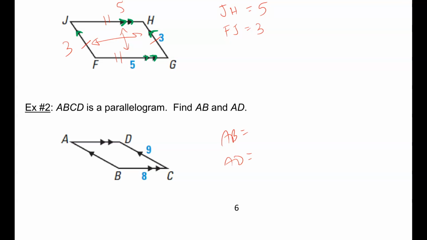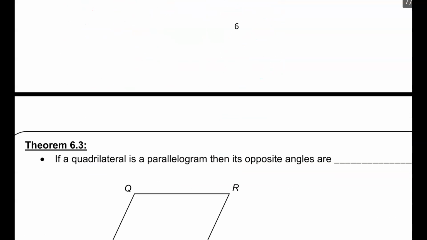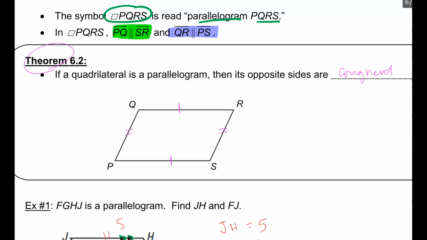So AB. All right, notice we got these parallel symbols already on our parallelogram. Okay, so parallel symbols don't mean anything unless we got those congruent symbols as well. So 8 is, these two sides will be congruent to each other, and then we have these two sides that are opposite, will be the same length, congruent. So AB is 9 and AD is going to be 8. Awesome, so that is our first theorem.